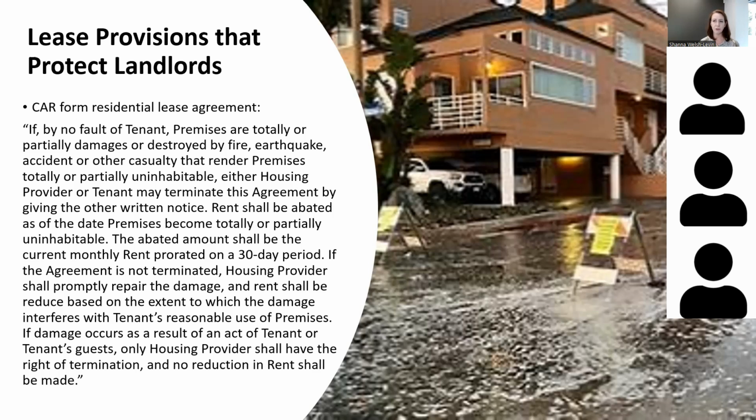And so the CAR form does a nice job of altering the law for the benefit of the landlord to state that if the premises are partially damaged, the landlord can terminate the lease. So the difference is under California law, the premises have to be entirely damaged, like entirely wiped out, in order to be released from the lease agreement. But you can put a provision in your lease that says if they're partially damaged, you can get out of your lease. Okay.